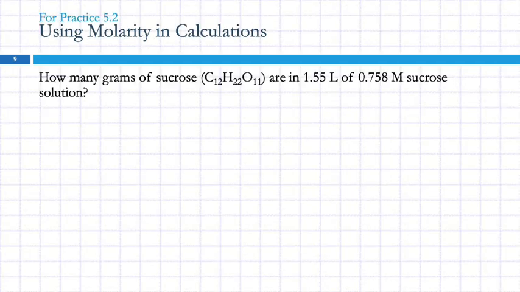So how many grams of sucrose are in 1.55 liters of 0.758 molar sucrose solution? Well, they're giving us some information. We've got a volume of 1.55 liters, and we've got a concentration, a molarity here. And then what are we trying to find? Grams of sucrose.